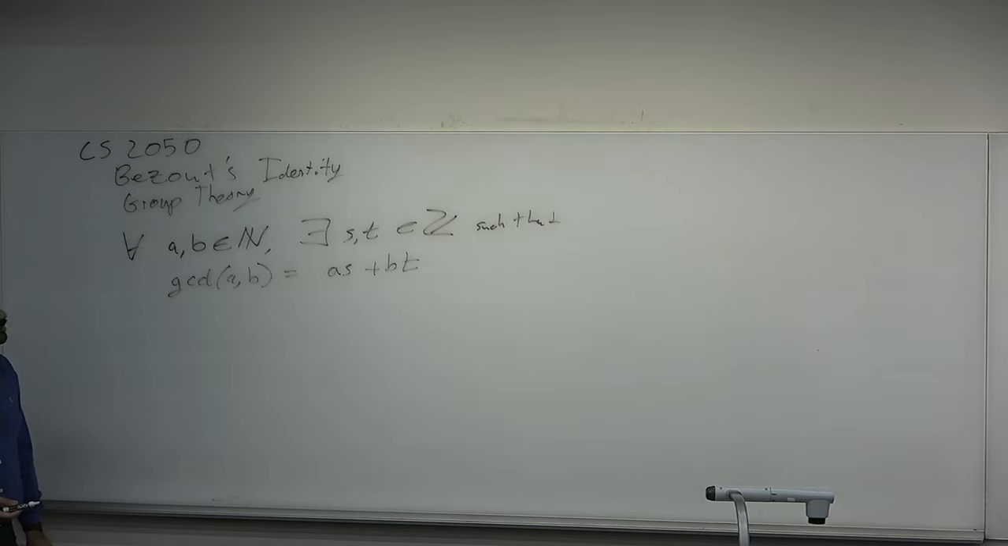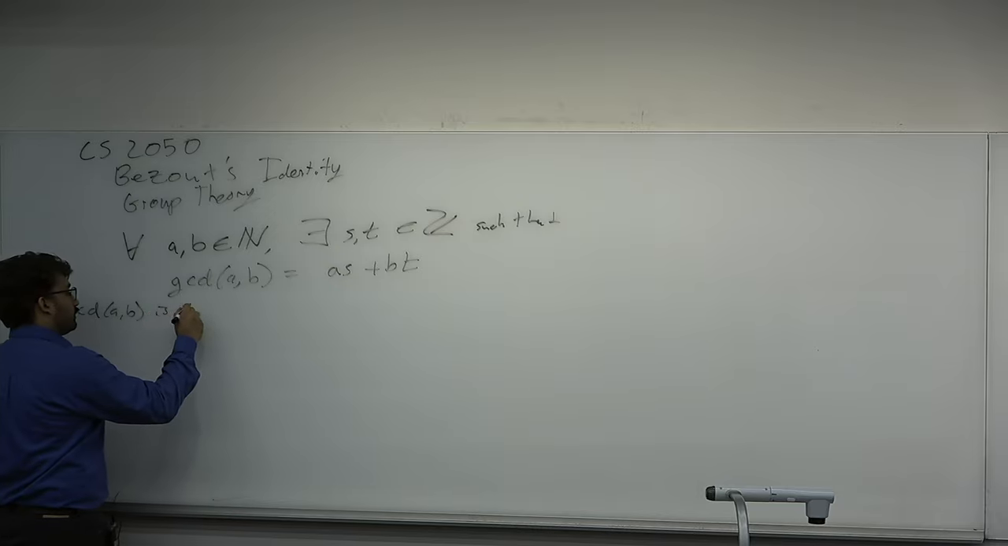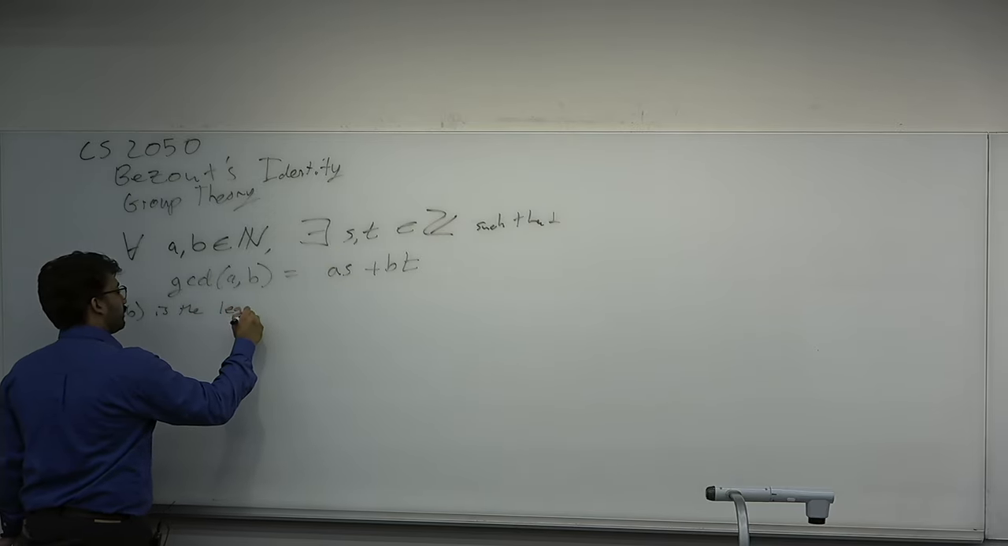Further, Bezout's actually says something stronger, that the GCD of a and b is the least positive linear combination of a and b. We can prove this part at least.